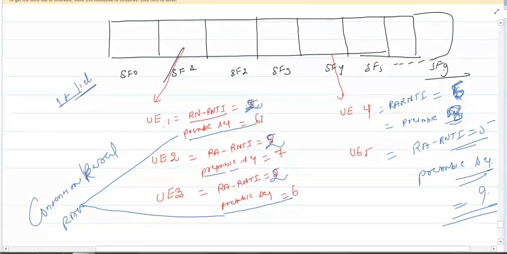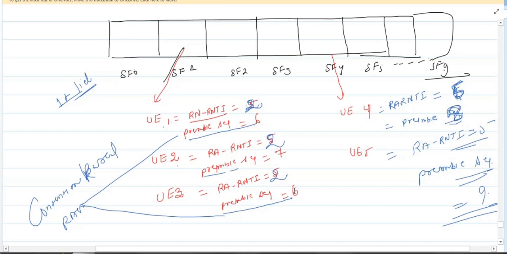obviously all the UE RA-RNTI will be the same. How is this value coming? 1 plus TID. TID means subframe index. Subframe index is subframe 1. So 1 plus 1 is 2. So all mobile RA-RNTI will be 2. Preamble index, I told you, is 0 to 63. So I'm assuming that UE1 used 6, UE2 used 7, UE3 again used 6.